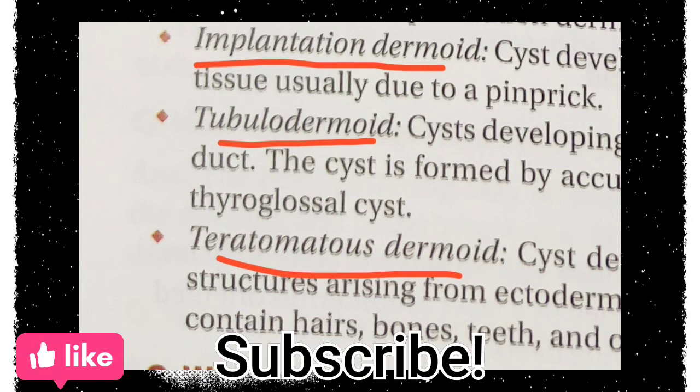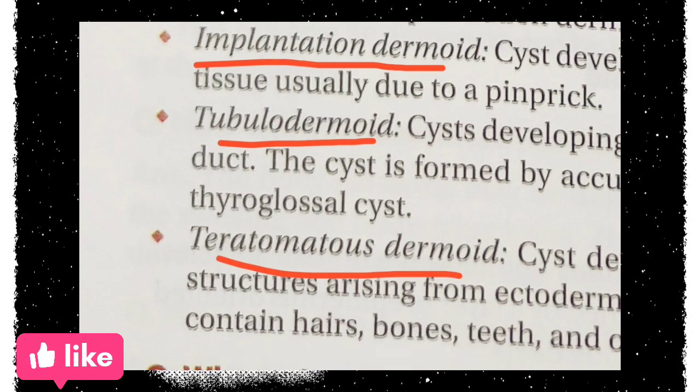And the last point we have to remember is what are the other types of dermoid cyst. There can be an implantation dermoid, a tubular dermoid or a teratomatous dermoid. These are the other three types: implantation dermoid, tubular dermoid and teratomatous dermoid.